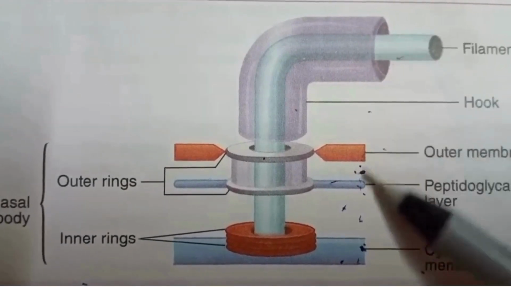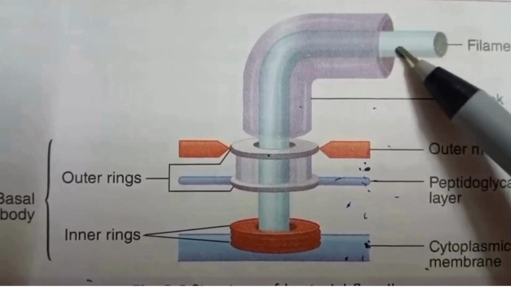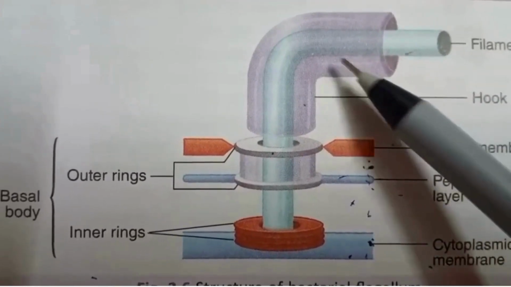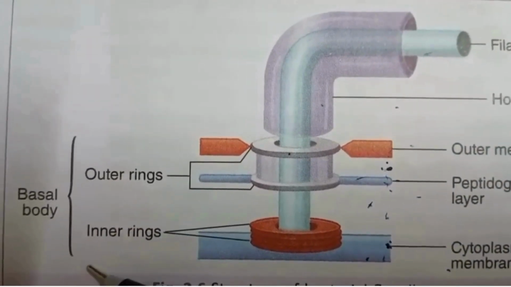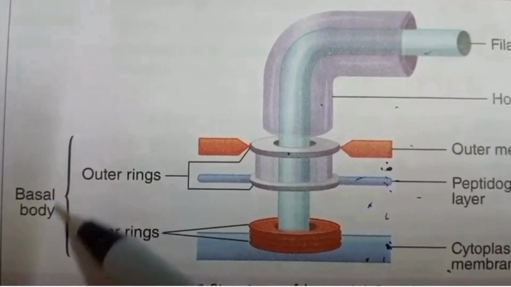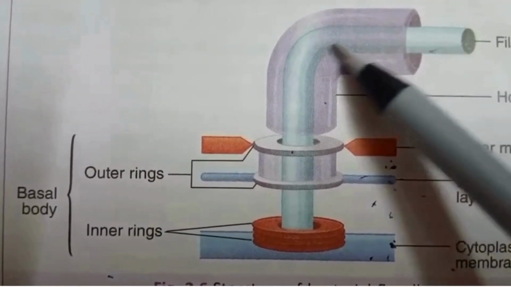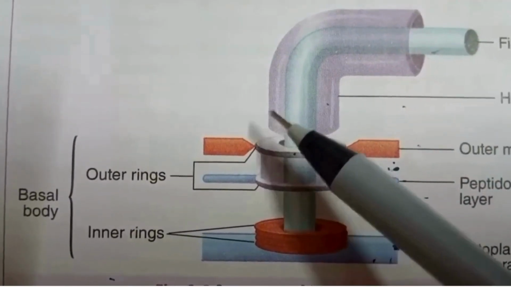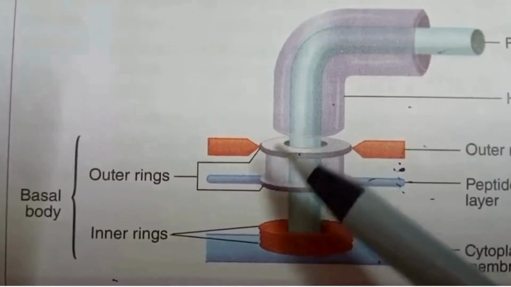This is the structure of flagella. It is composed of three parts, that is filament, hook and basal body. The basal body again consists of outer rings and inner rings. Filament is the longest portion of the flagella, where it extends from the surface to the outside.